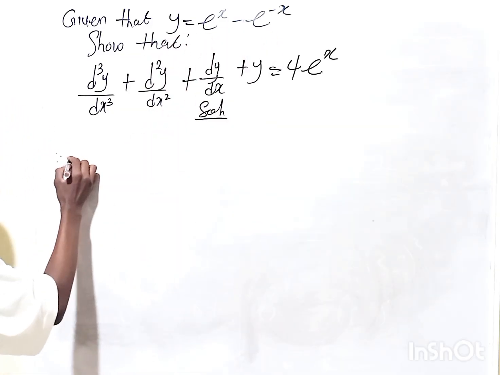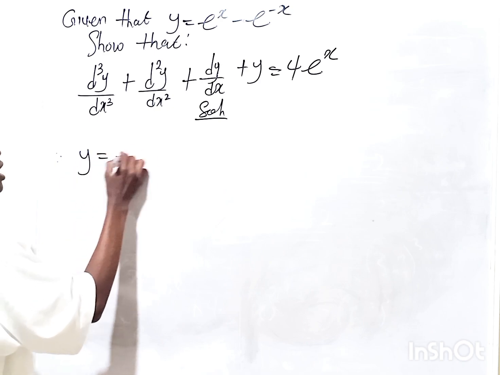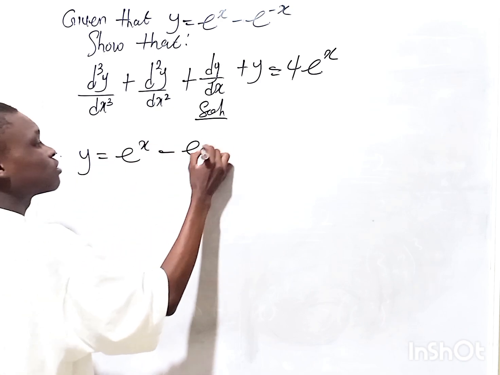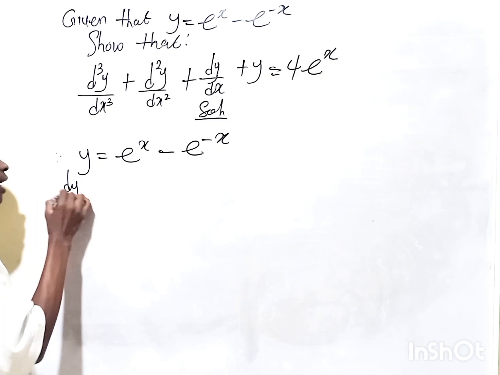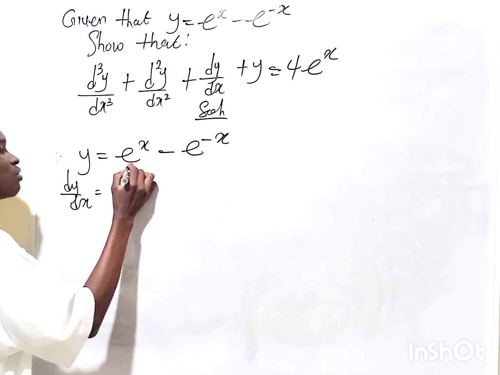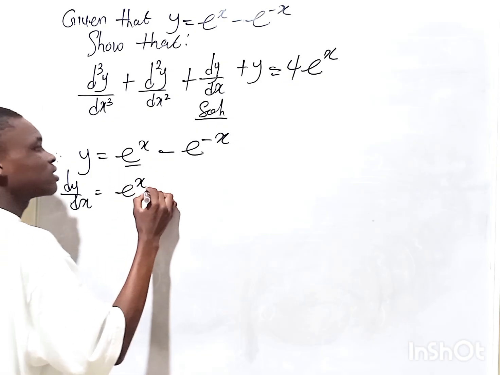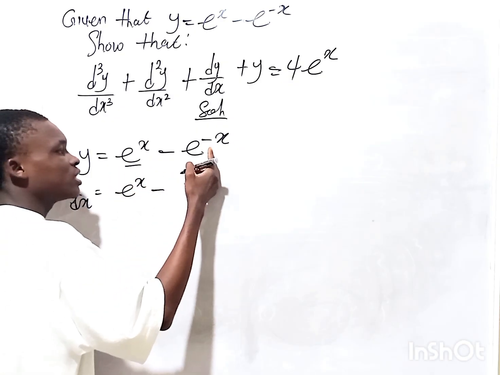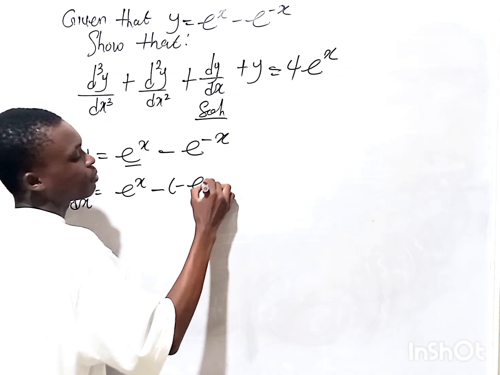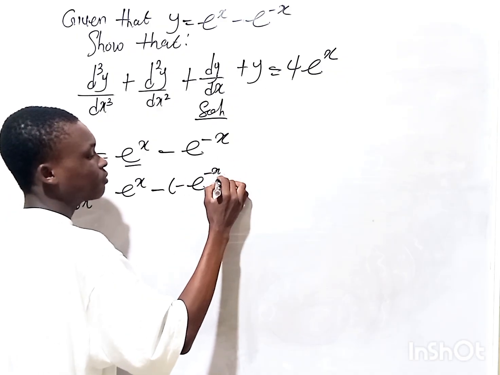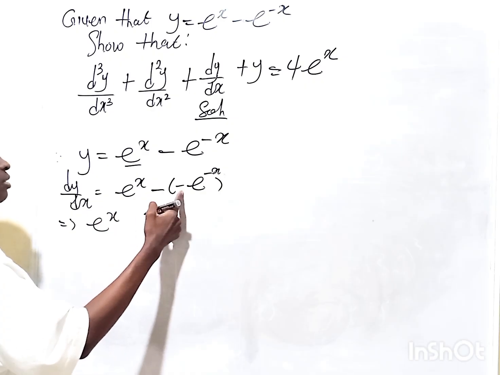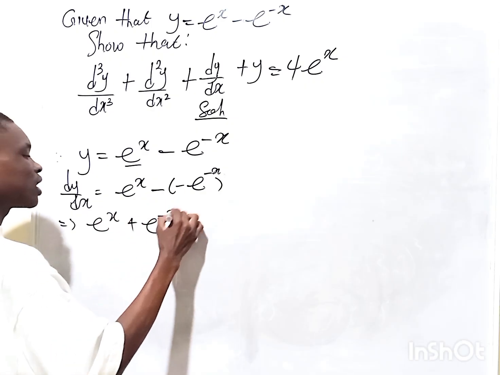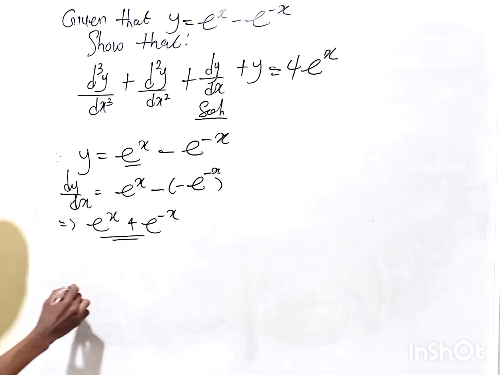So therefore, we know that y equals exponential x minus exponential negative x. So first of all, let's differentiate this. If we differentiate this, we'll have that dy over dx equals exponential x minus, if we differentiate this, minus exponential negative x. So this implies that exponential x, minus times minus gives us plus exponential negative x. So this is our dy dx.